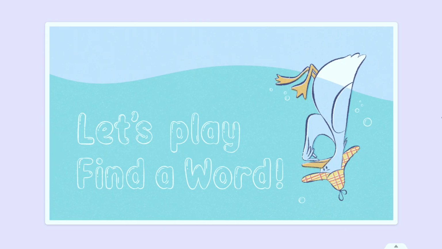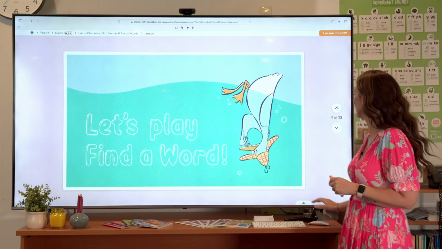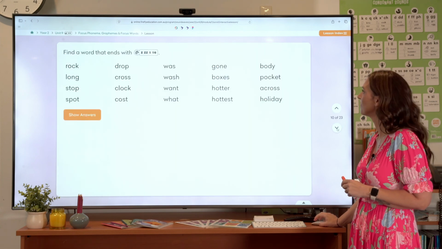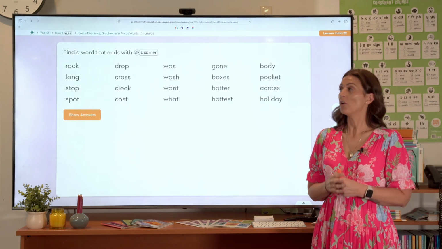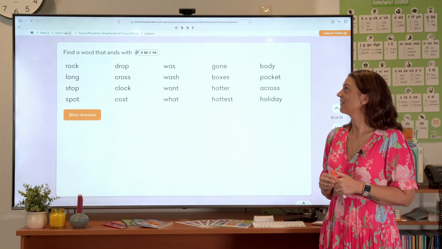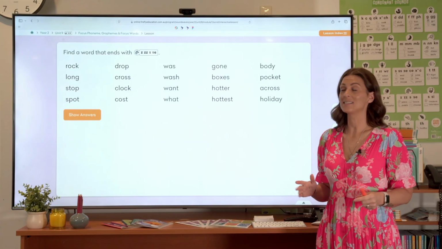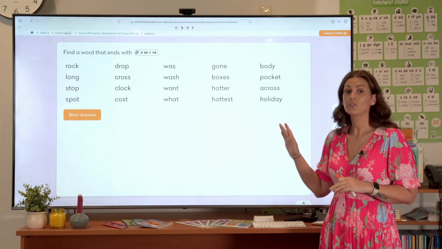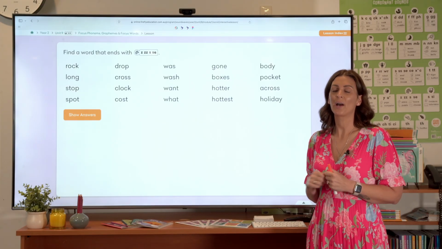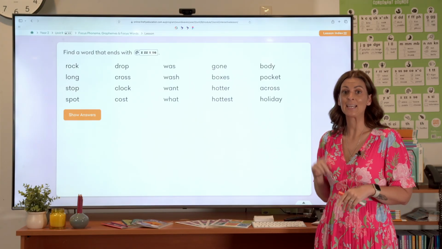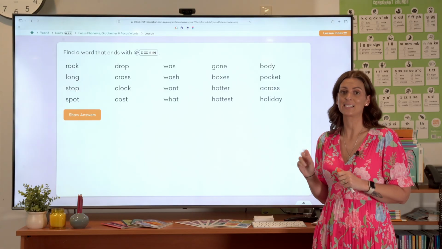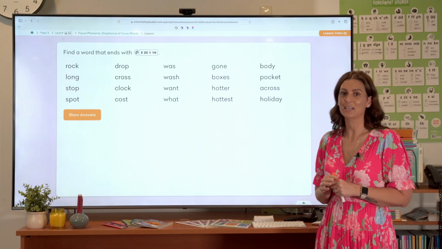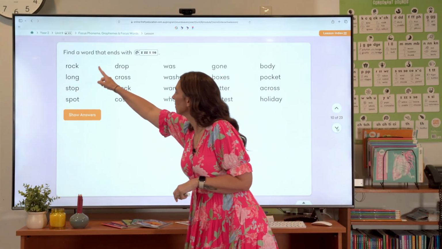So now we're going to move on and we're going to play Find a Word. We're going to start off by finding a word that ends with Z. To do this, a strategy that I will use is I'm going to sort through our words and look through them to try and find words that end in either an S or a Z, because I know they are our two graphemes that can represent Z.